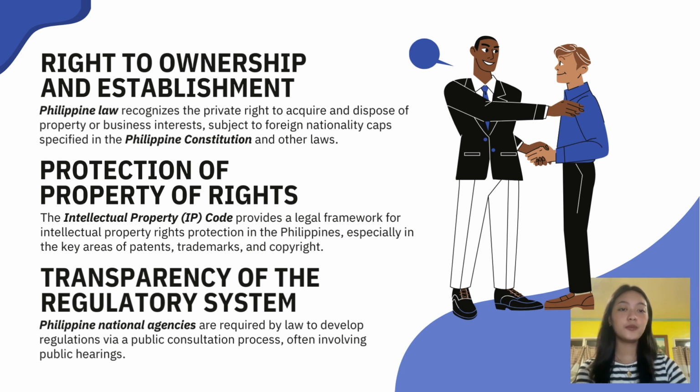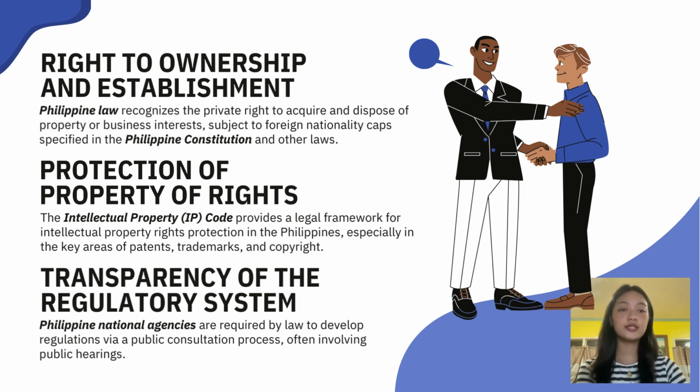Next, protection of property rights. The Intellectual Property Code provides a legal framework for intellectual property rights protection in the Philippines, especially in the key areas of patents, trademarks, and copyright. The Philippines has created procedures for registering property claims, but the judicial system continues to cause delays and uncertainty. The Philippines is particularly concerned about the difficulty of protecting intellectual property rights, for which the country is on the United States Trade Representative Special 301 watch list.